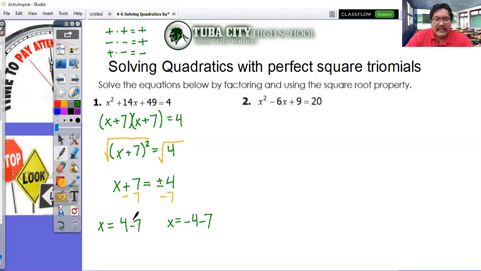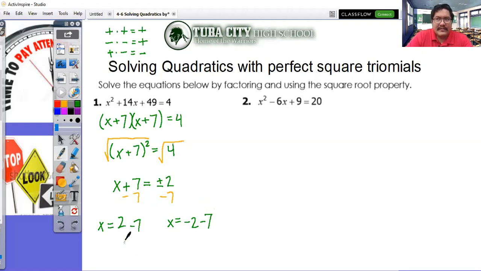So the first solution is 4 minus 7, which in that case would be negative 4 minus 7. Oh, you know what? I did not take the square root of this number here. It should have been 2 because we took the square root of it. So that would mean that this would be 2 and that would be 2 as well. All right, off to a bad start today.